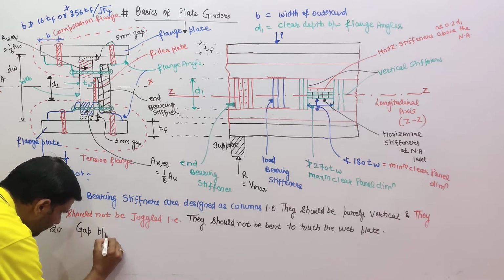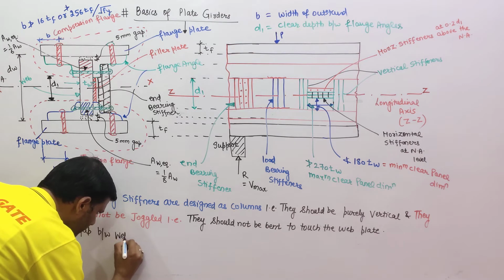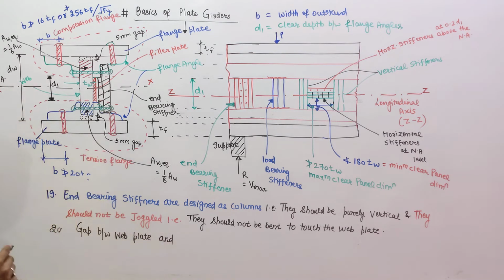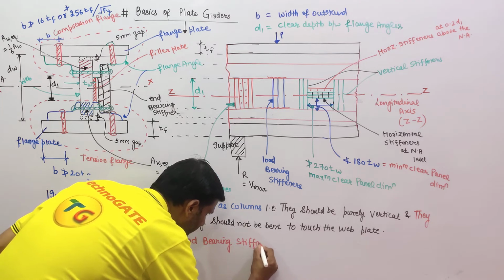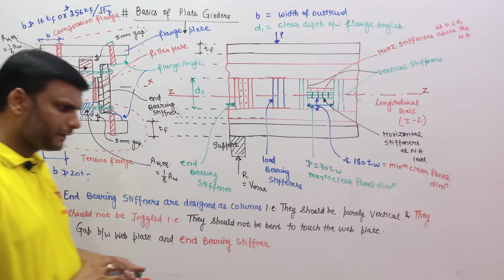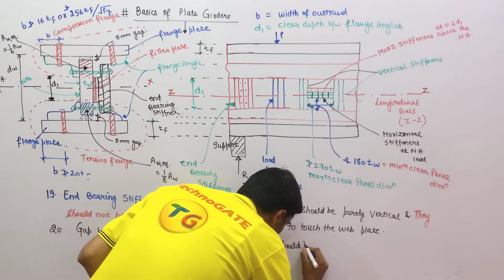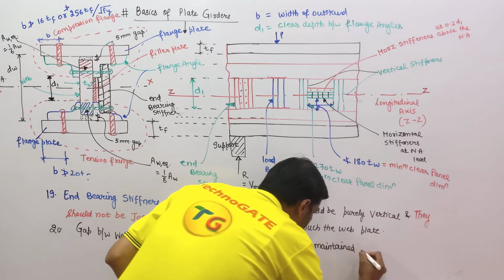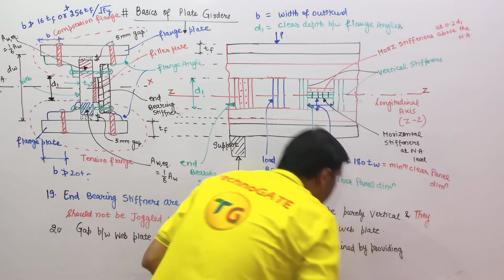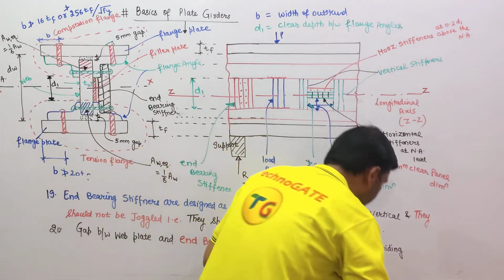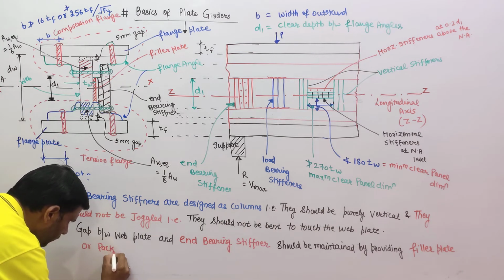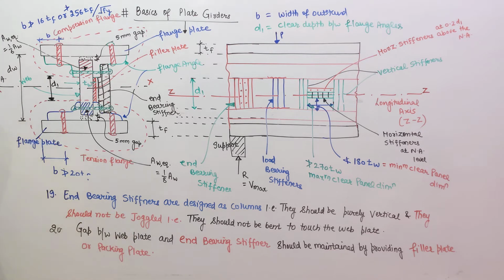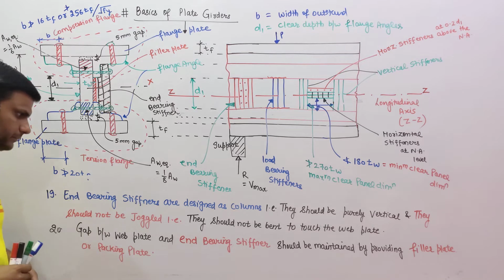The gap between the web plate and the end bearing stiffener should be maintained by providing the filler plate or the packing plate. The gap between the web plate and end bearing stiffener should be maintained by providing the filler plate or the packing plate. Okay, filler plate or packing plate.